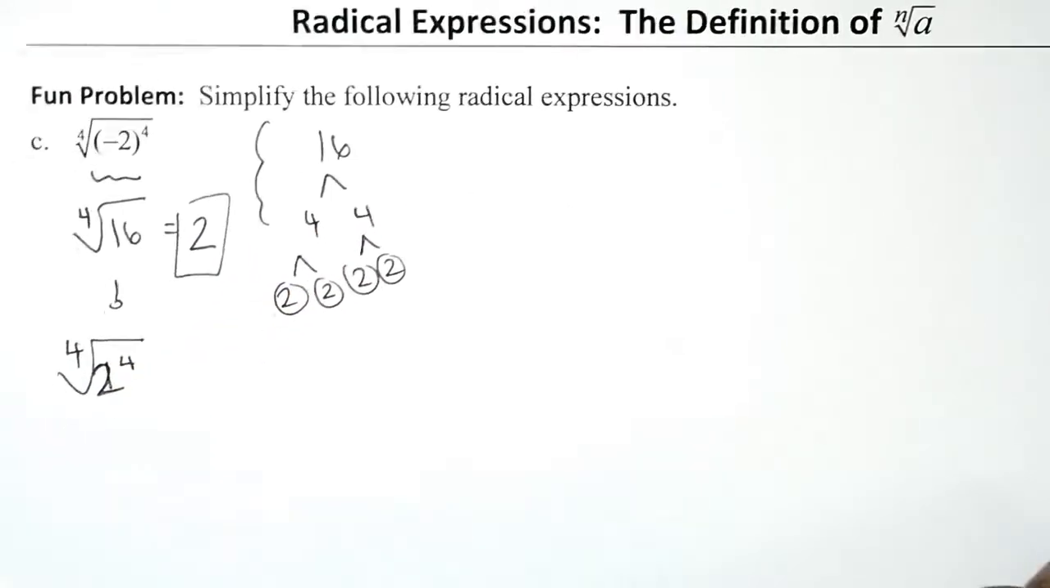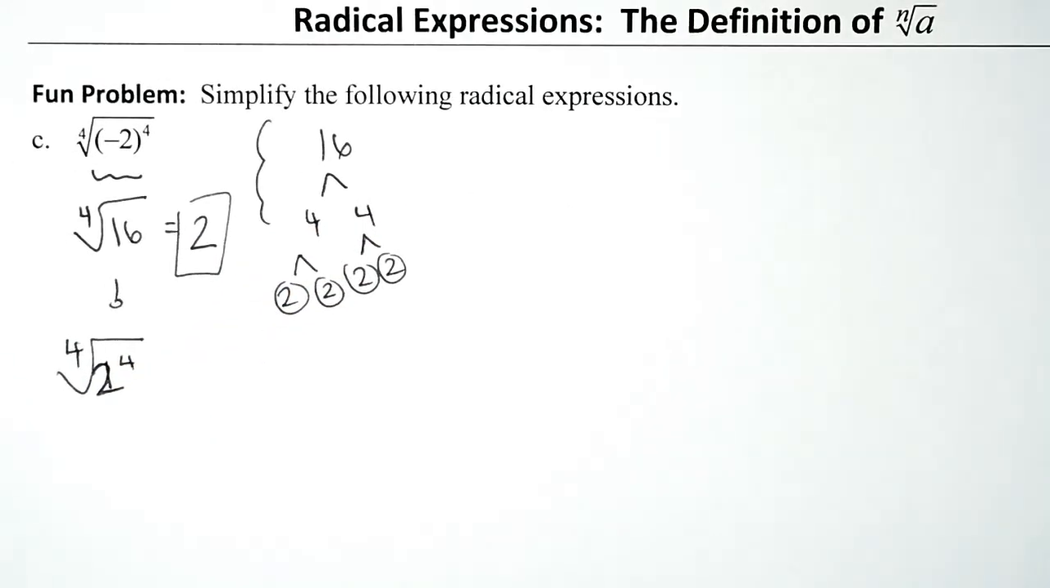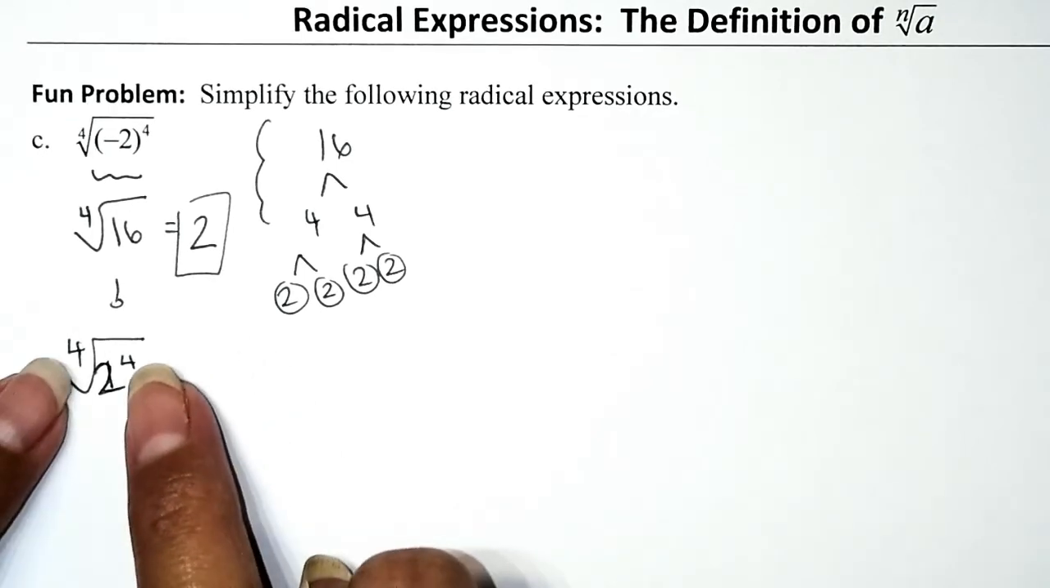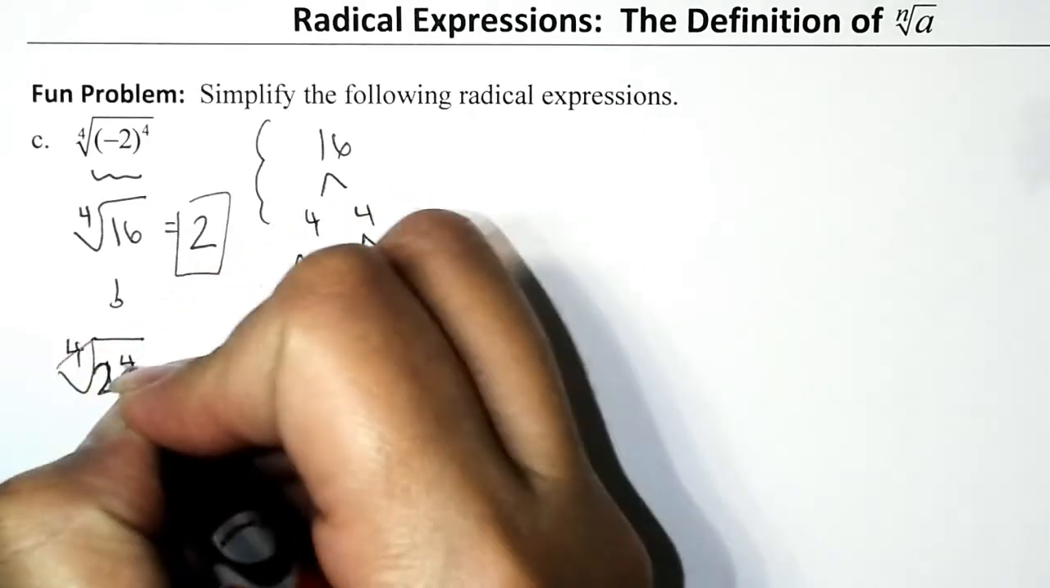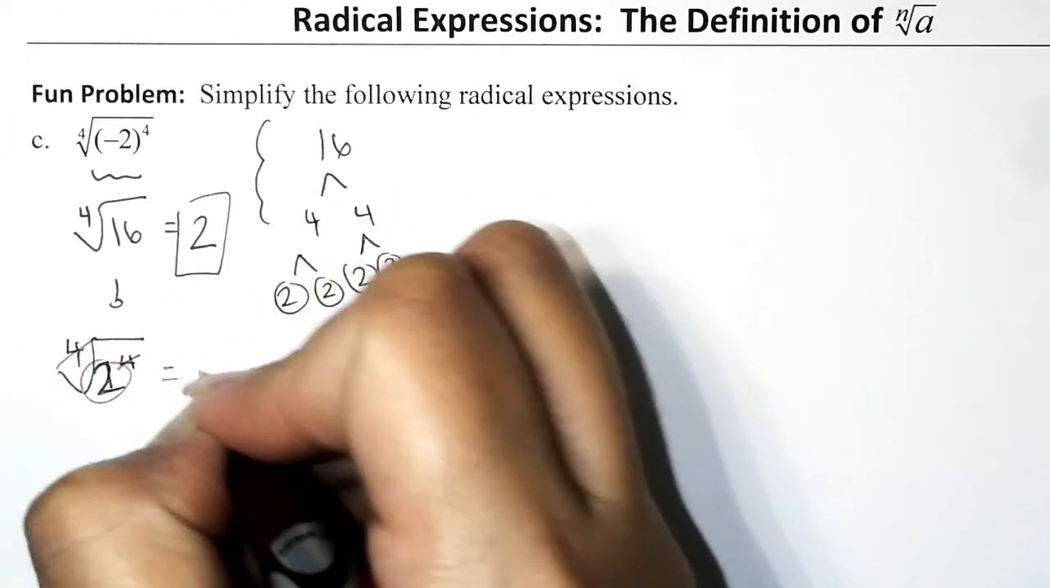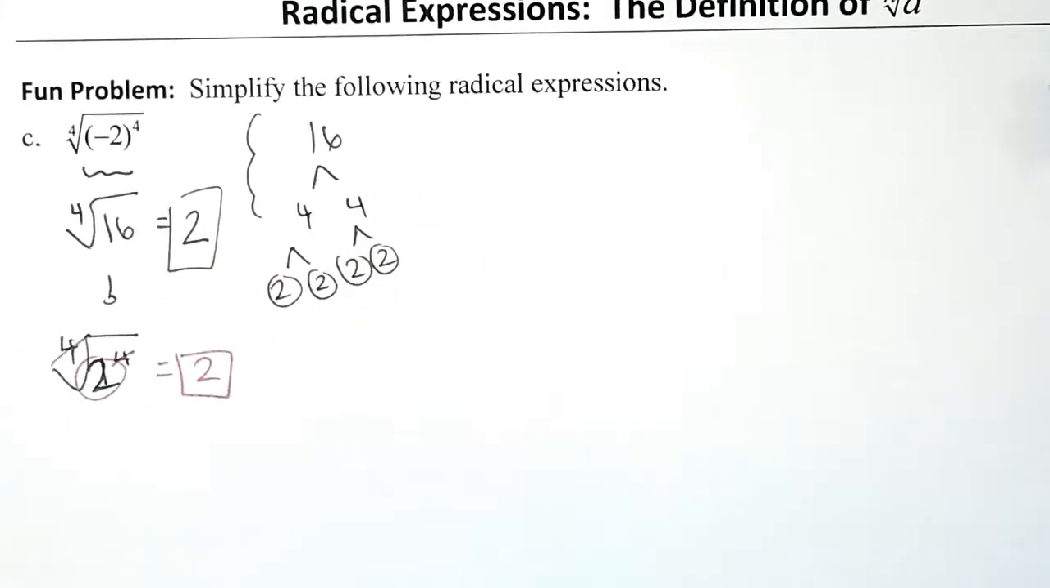Yeah, I'm not nervous, you're nervous. Fantastic. And then at this point, I'm crossing my fingers and hoping that the index and the power are the same, and they are. So we're going to undo each other, and that will leave us with the radicand of 2. Okay, so do it however you can.